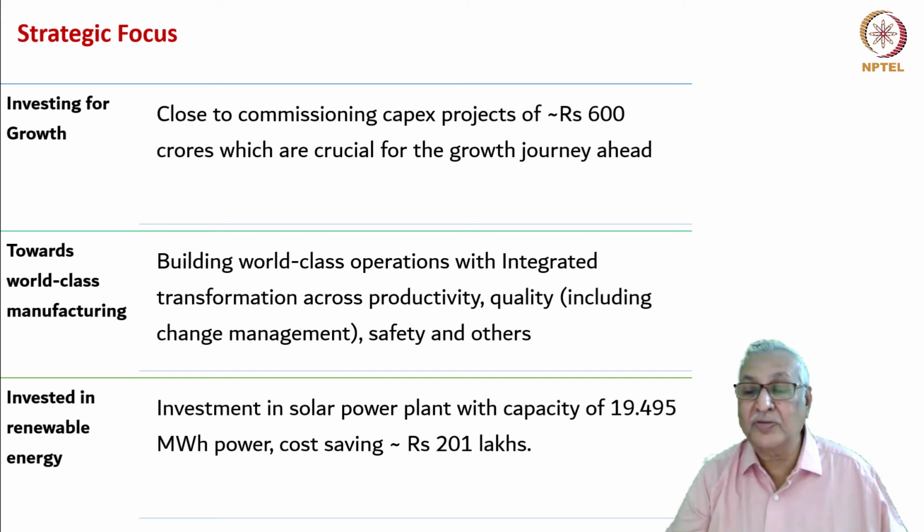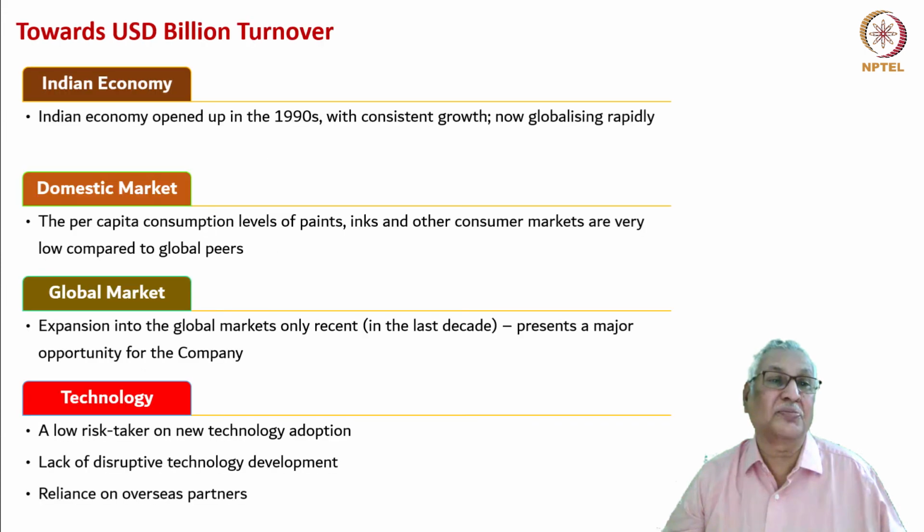A solar power plant with a capacity of 20 megawatt hour power and cost saving of rupees 2 crores has already been integrated into the energy system of the company. The company is poised towards $1 billion turnover.